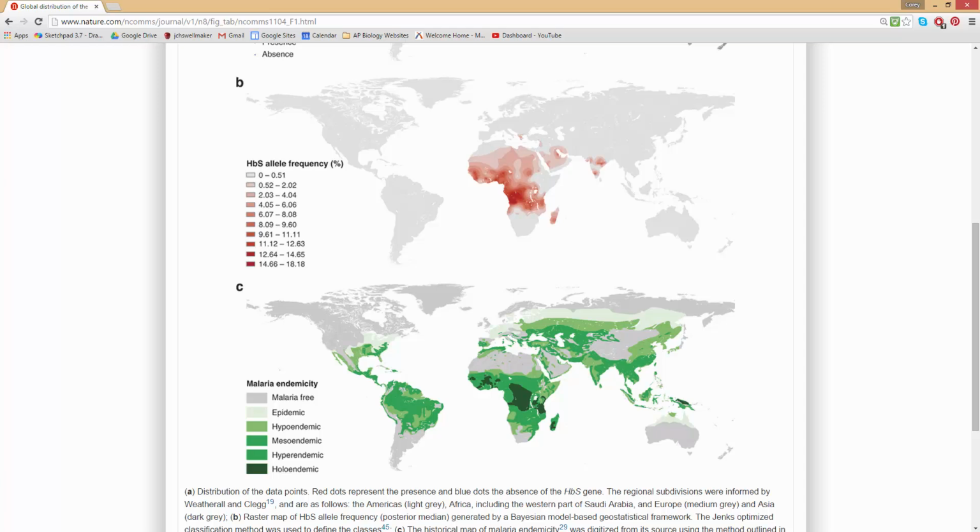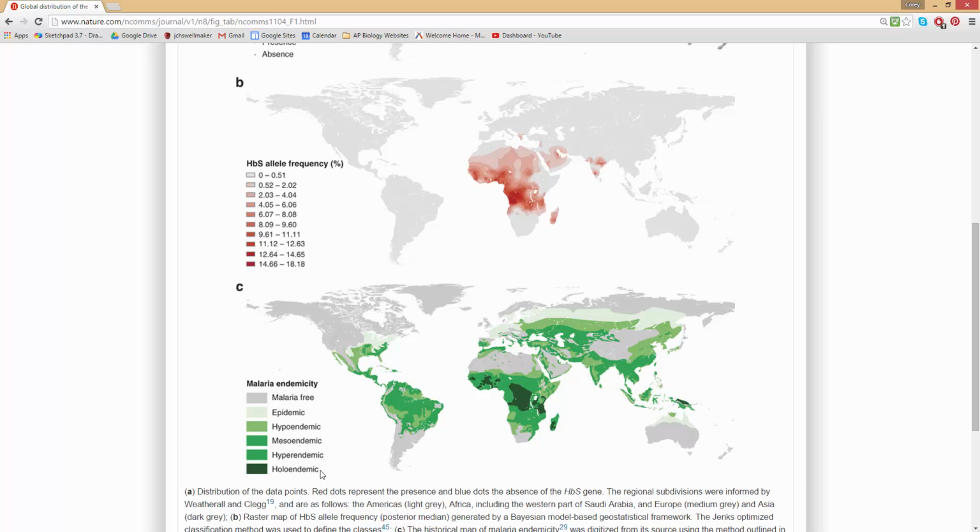This map is what sparked this case study. When we look at the distribution of the sickle cell allele and superimpose that on top of malaria incidences, we can see that in regions that are highly susceptible to malaria infection, either in certain seasons or throughout the entire year, we see an abnormally high frequency of the sickle cell allele.